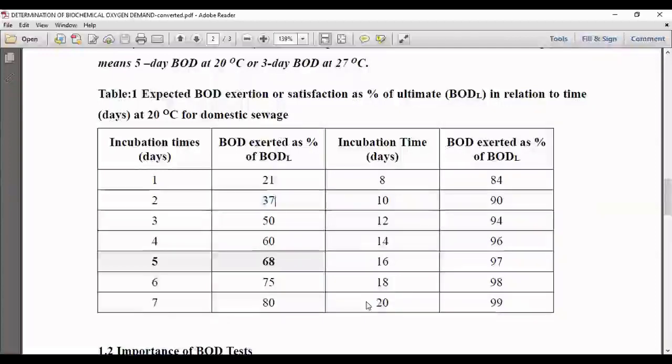So at 20 days, the BOD exerted as a percentage of the BOD ultimate is 99%. But we cannot continue our test till 20 days, right? So it's okay that we'll be getting 99% of the BOD ultimate value, but we cannot continue our test till 20 days. So we have limited our test to 5 days only, and the BOD exerted at that particular day is sufficient, which is 68 percent.